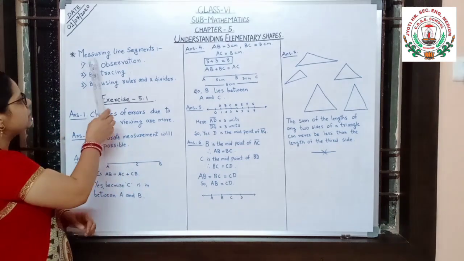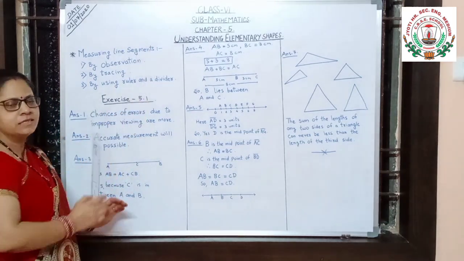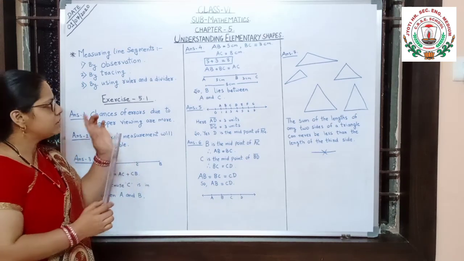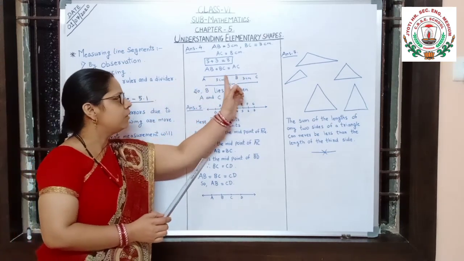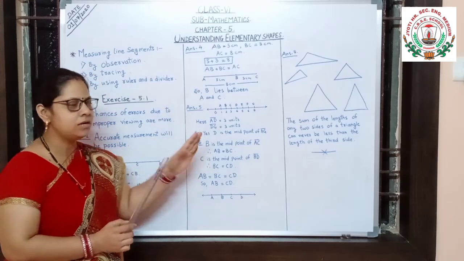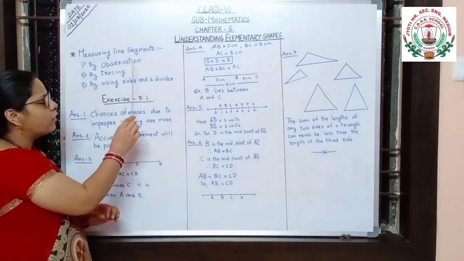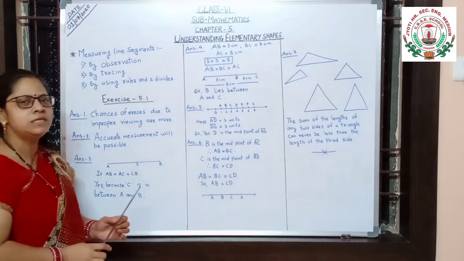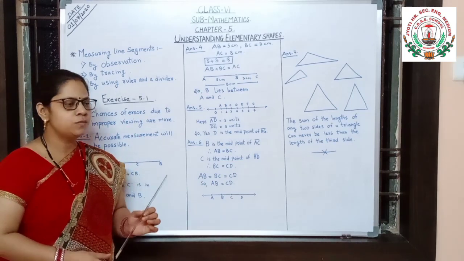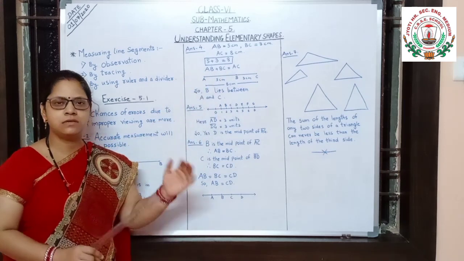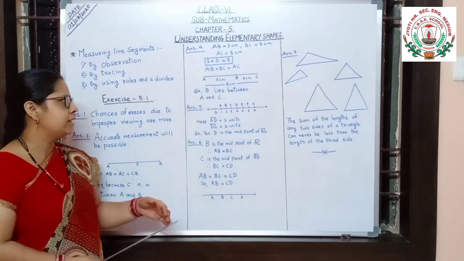Like measuring line segments. A line segment has two end points, like A to B or B to C. Like that you can measure. So different ways are there. Simply by observation. By observation means just by seeing. Just by seeing you can say, okay, this part is equal to this part, just by seeing through your eyes.